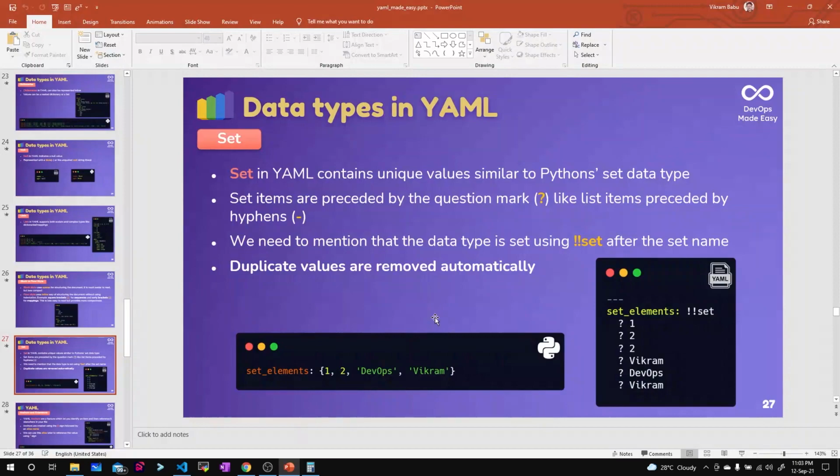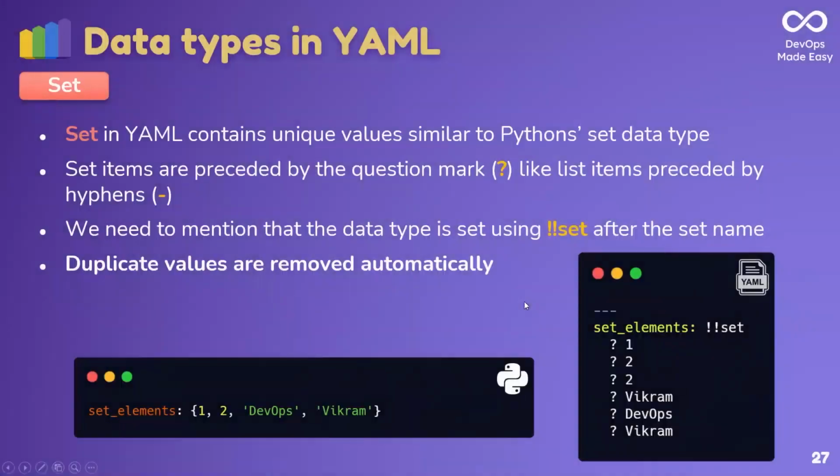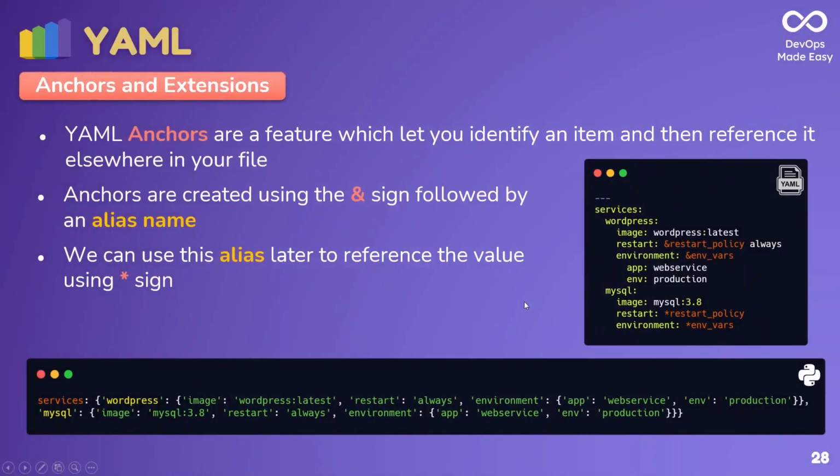Now, going to the next data type: anchors and extensions. Why do we use anchors and extensions? We use them in many places, like in Docker Compose files and in Ansible also. YAML anchors are a feature which lets you identify an item and then reference it elsewhere in your file.